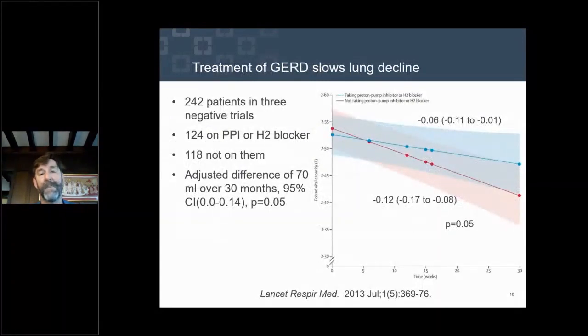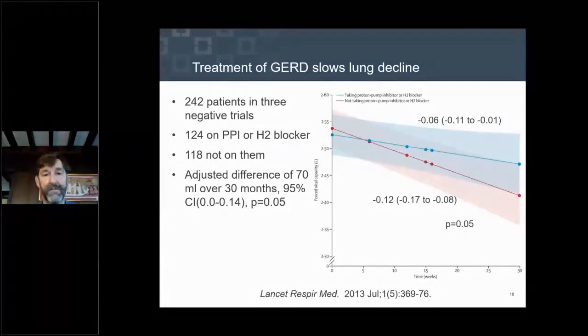What about treatment of reflux disease? This was published in 2013, basically looking at all of the failed trials for IPF that we had in the first 10 years of this century. And they grouped them all together and they said, how did the people who were on PPIs do compared to those that weren't? And what they found, the ones that were on PPI had a little bit of a slower decline in lung function than those who were not on it, as shown by the red line.